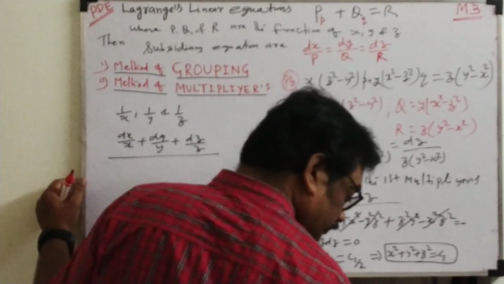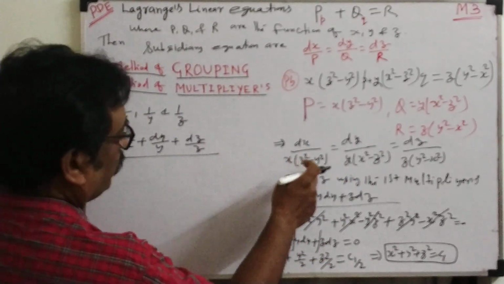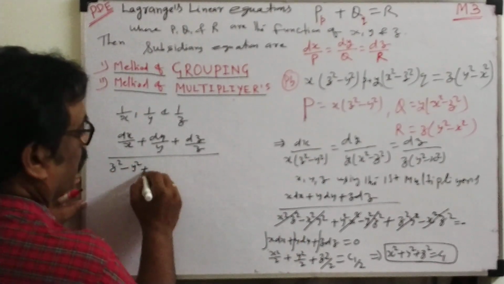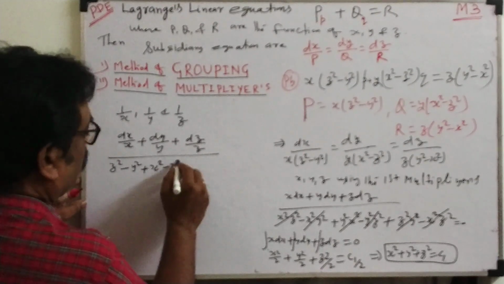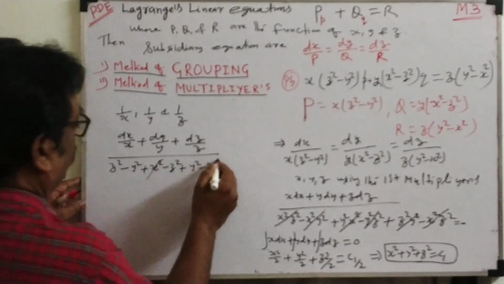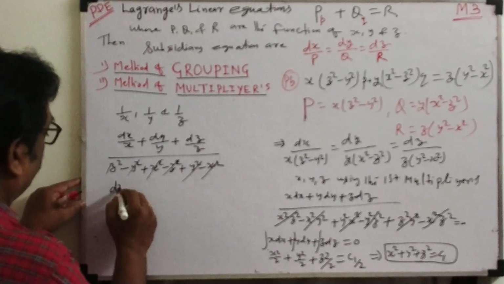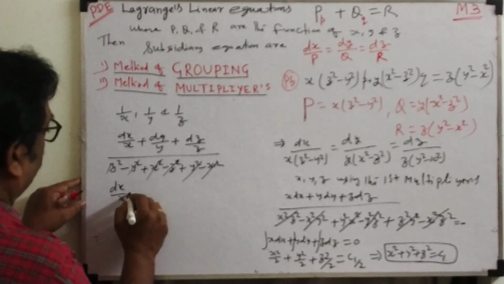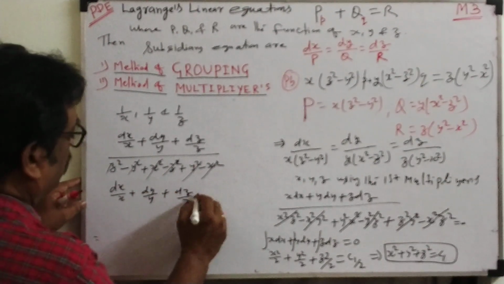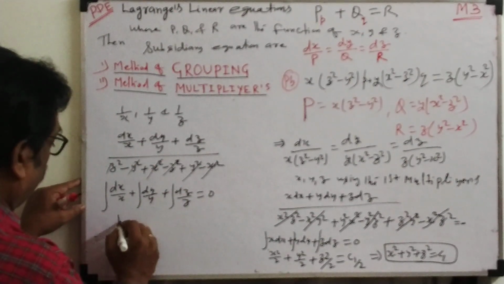Okay, so what we will see, what is coming here? z² minus y² plus x² minus z² plus y² minus x². See, everything will get cancelled, so 0. Then what will happen? dx by x plus dy by y plus dz by z equals 0. So integrate both sides.